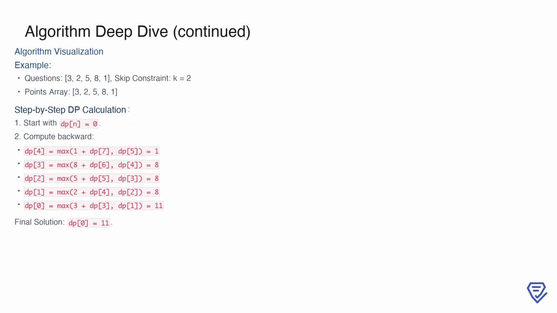To better understand how the dynamic programming approach works, let's walk through an example. Suppose we have 5 questions with point values 3, 2, 5, 8, 1, and a skip constraint of k equals 2. We initialize the dp array with dp[n] equals 0 and compute values backward. Starting with dp[4], we calculate max(1 plus dp[7], dp[5]), which equals 1.